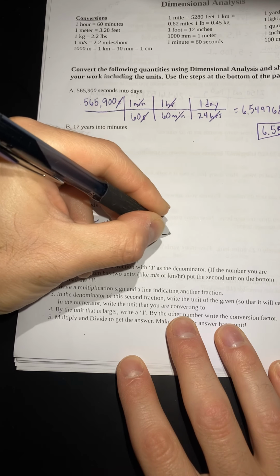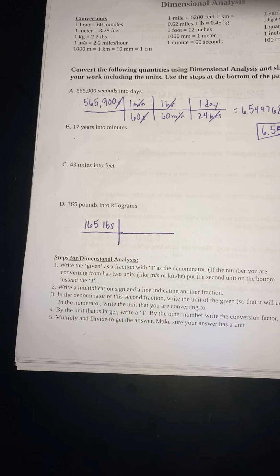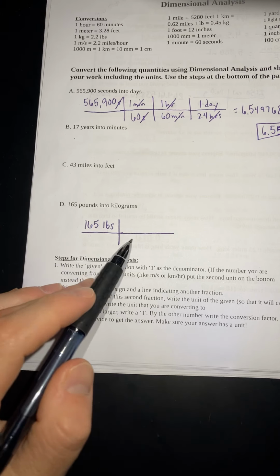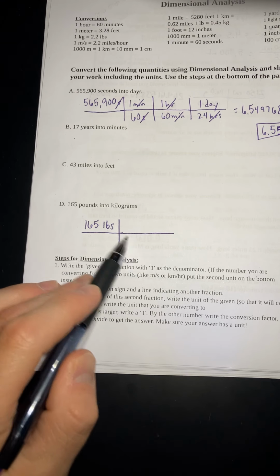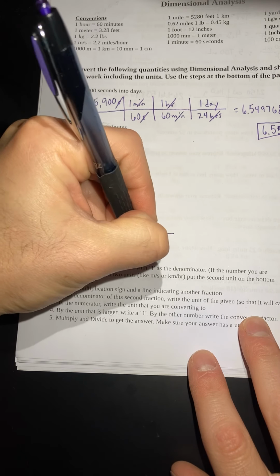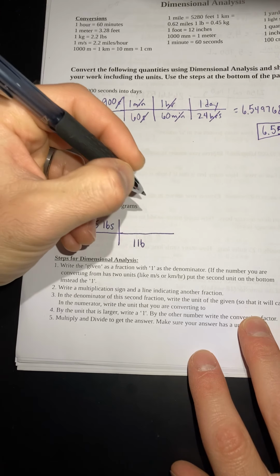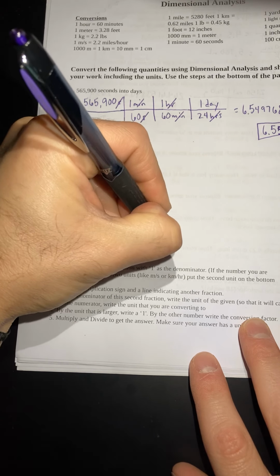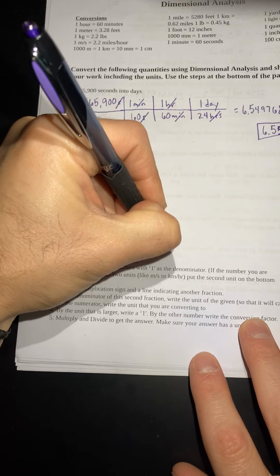and if you use that equality, 1 pound equals 0.45 kilograms. What's going to be on the bottom? Pounds or kilograms? Should be pounds, because you have pounds right here, and then you want pounds to be diagonal from it so they cancel out. So that's going to be 1 pound is equal to 0.45 kilograms.